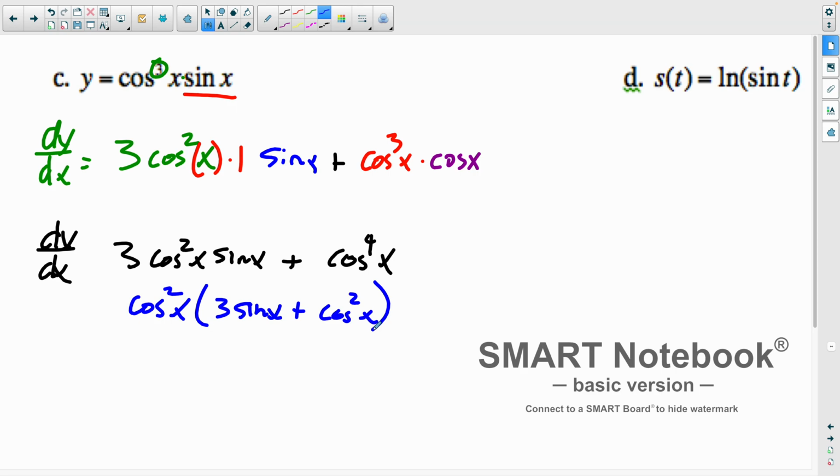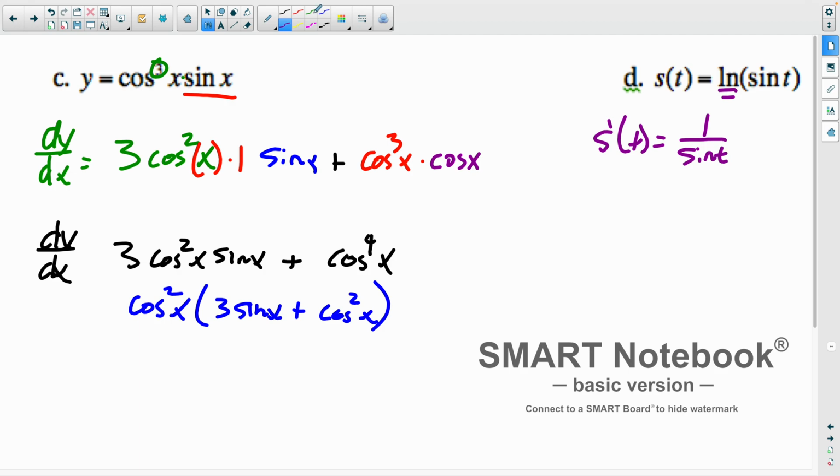Going to the next, we have a natural log. So we talked about natural logs yesterday. Whenever I'm doing natural log, that's the outside piece. So if I were to take the derivative of the outside piece, I'd do 1 over whatever inside of parentheses. So that's what the natural log derivative looks like.